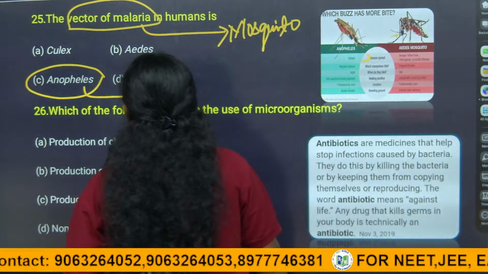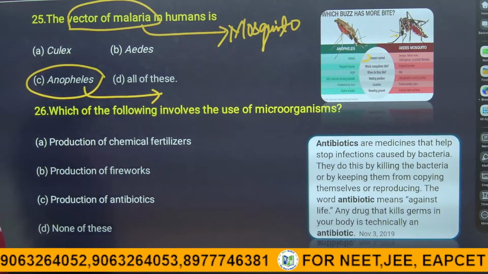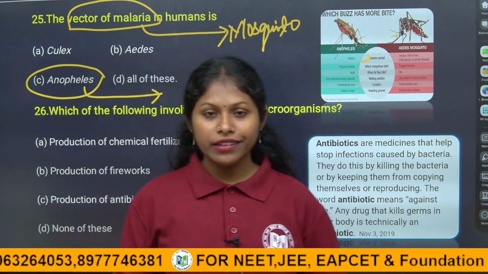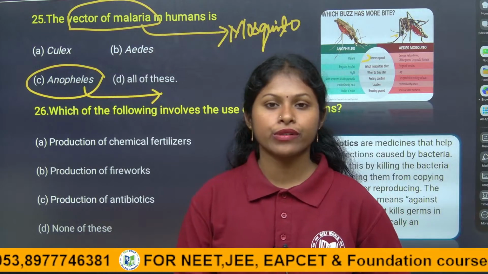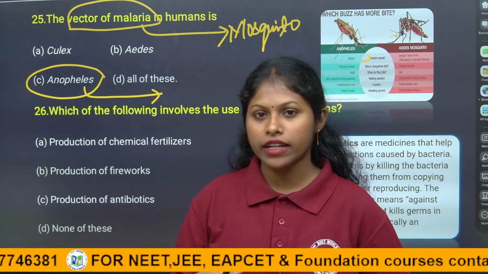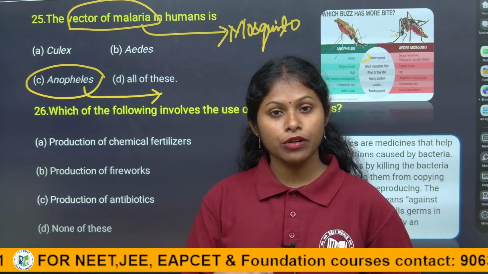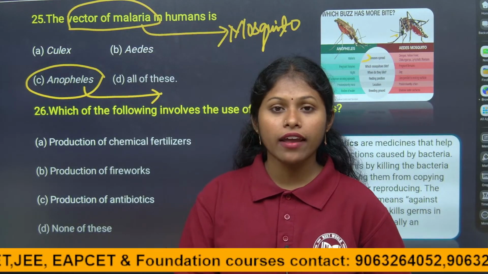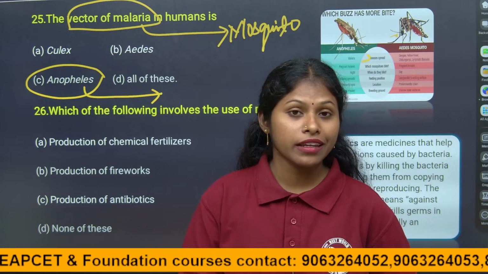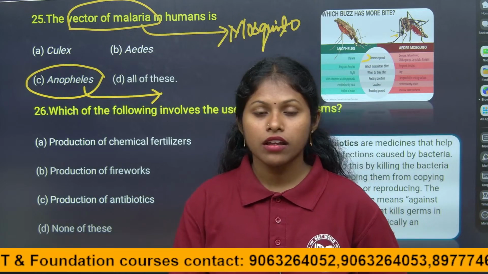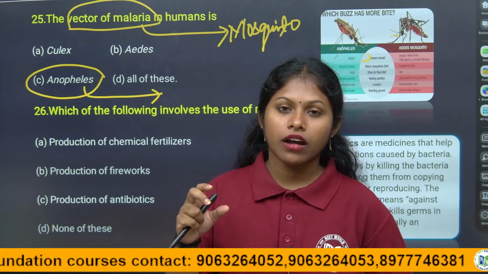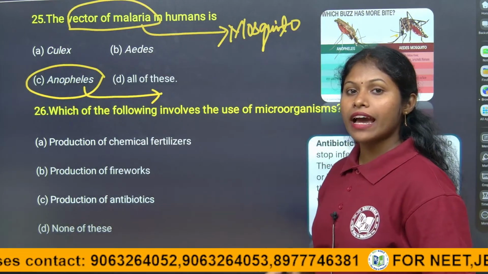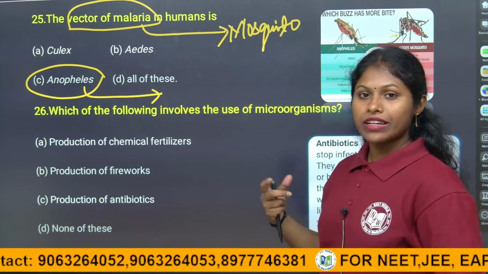So, coming to the next question, children: which of the following involves the use of microorganisms? What are the advantages of microorganisms, children? Some bacteria are used to make curd, yogurt products and all that. Some are useful in vaccination, some in antibiotics. So, some are friends, some are foes, because they affect animals and show a negative impact on their lives. In plants, animals and humans also they are affecting. That is why we call them foes.